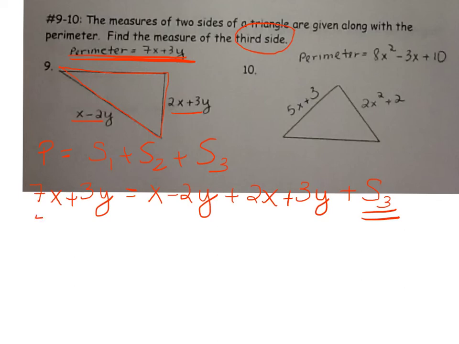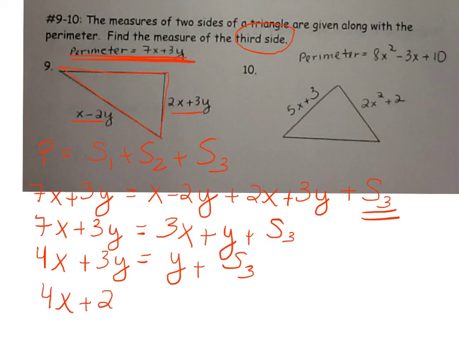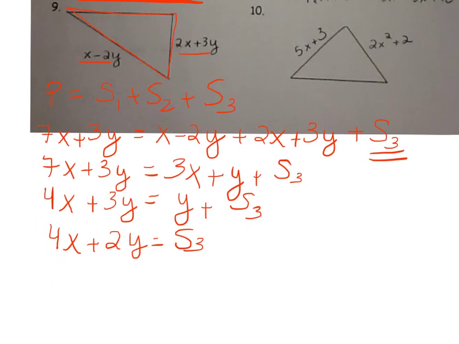So here we go. All we're doing is combining like terms. Let's leave the left side alone for now. Let's combine the like terms on the right. Okay, and we still have this little S3 hanging out by itself. Then I'm going to start moving things left and right. So if I move the x's, I get 4x. All right, so I subtracted 3x from each side. And let's do the same thing with y's. So if I subtract a y over, my third side length ends up being 4x plus 2y, and that's our answer. Okay, so now you guys can finish the last one.